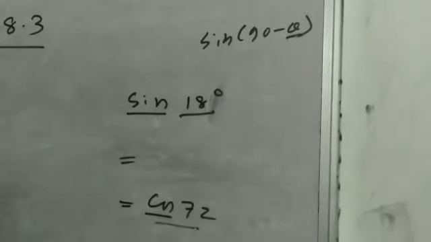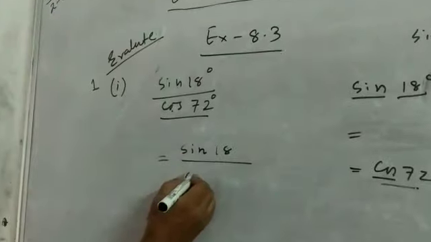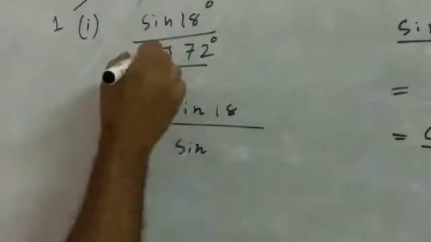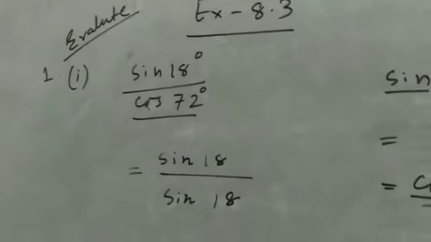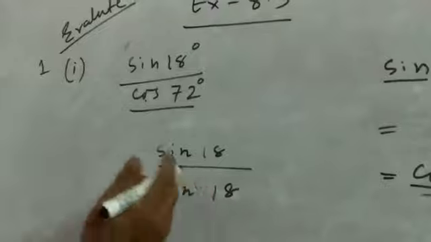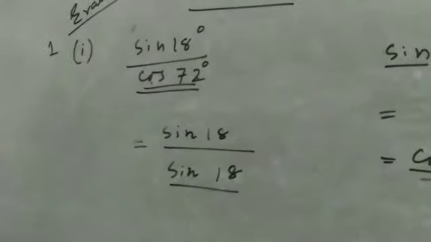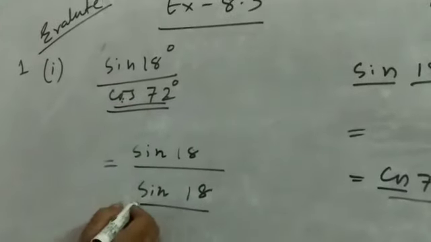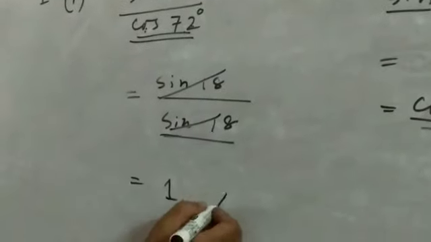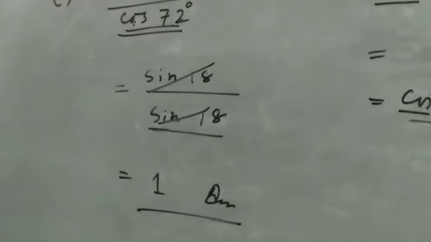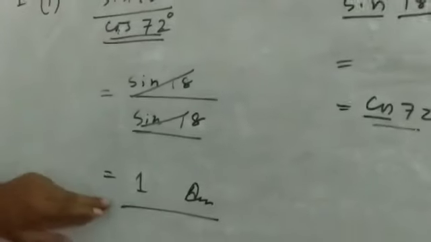Suppose you don't change sin 18 degree and instead change the other term: the complement of cos is sin, and the complement of 72 is 18. So this term can be written this way using the complementary angle. Is that clear? First write the complement of the ratio and the complement of the angle. Now this cancels, and the answer is 1. It's a very short one, 2-3 lines, but we have to use the complementary angle.